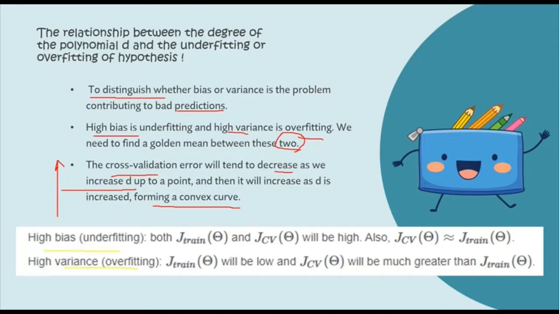overfitting. In the condition where J train and J cross validation are the same, then they will be high. But in the condition of variance or overfitting, J train will be low and J cross validation will be greater than J train.